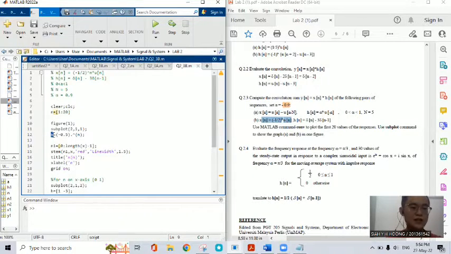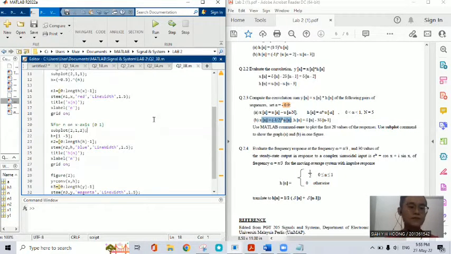So we declare x equal to minus 0.5 powered by n. Please note that we have to bracket this value up, if not, it will run a different value. Then we set the time instant, plot the graph, declare the title and labels, and turn the grid on.